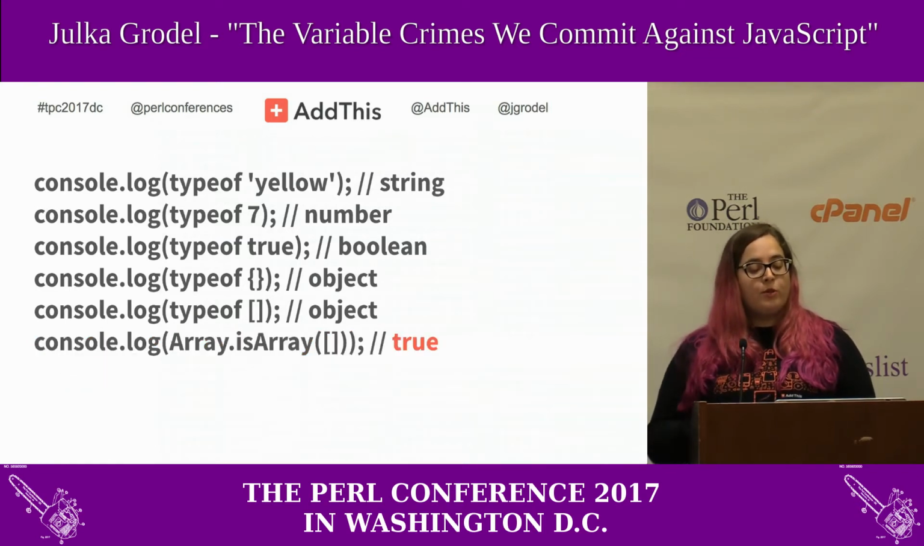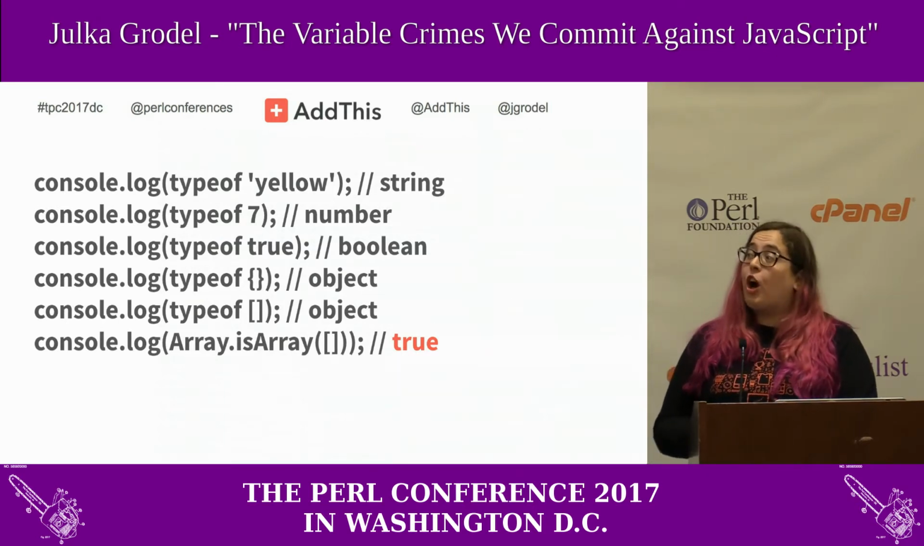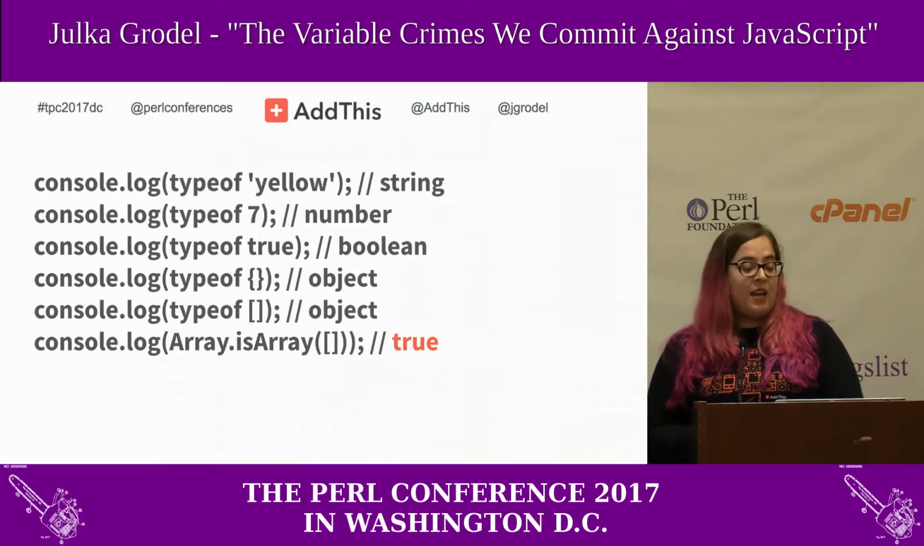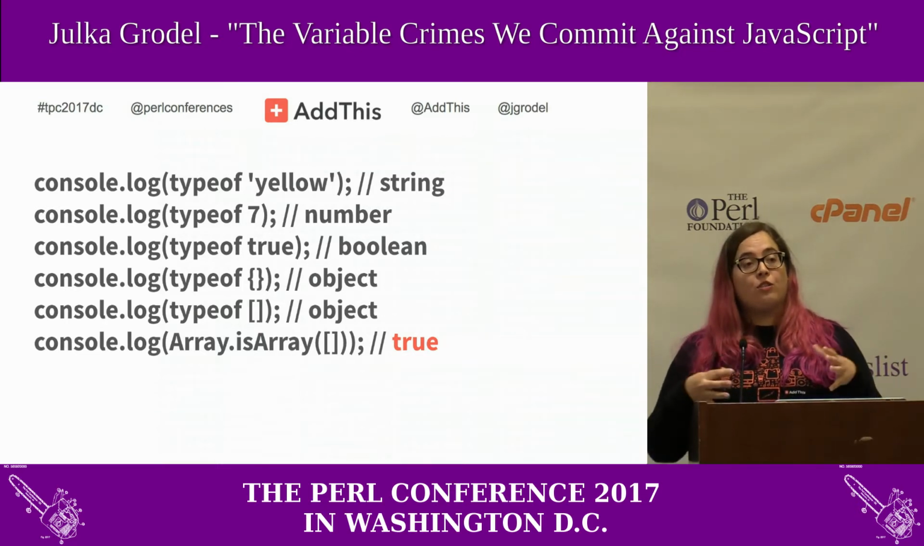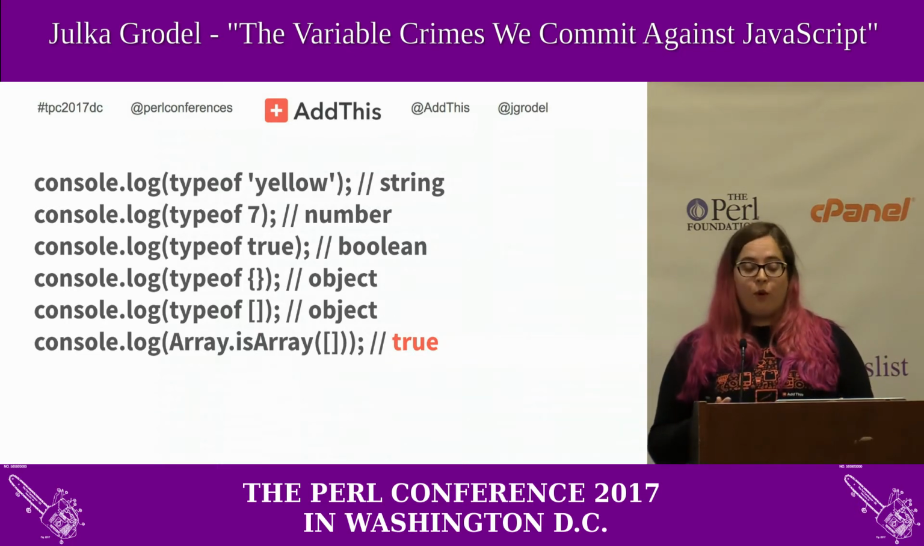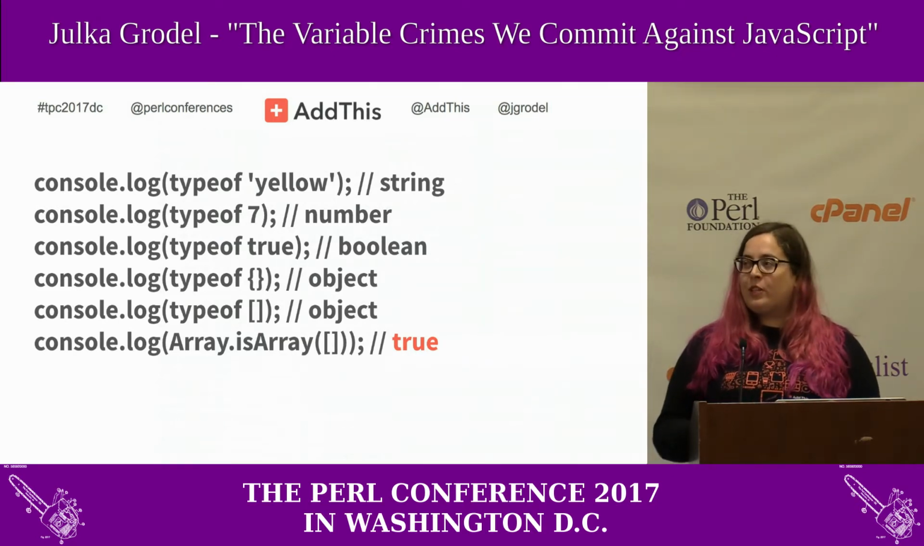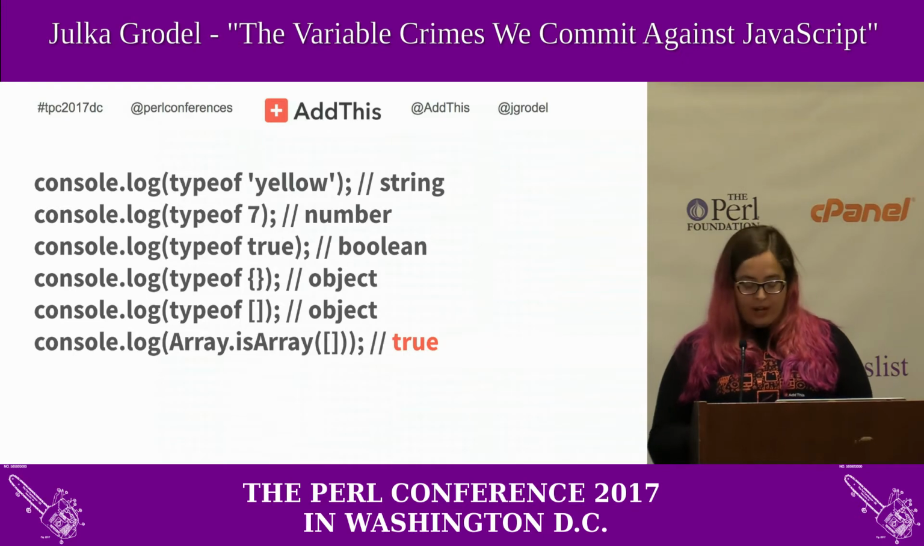Now, all of these variables in here, yellow, 7, true, the empty object, the empty array, these are all actually objects. So we can take that string yellow and put a dot length on it and find out the length of that string. So it's got all sorts of functions built in for functionality around the string yellow, but we don't generally treat it and talk about it as an object.